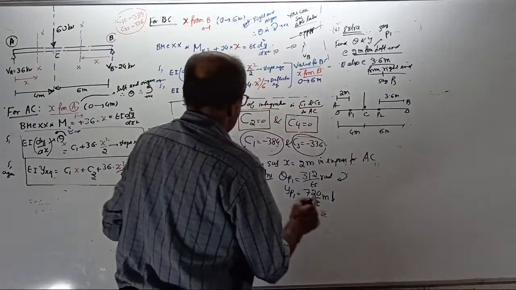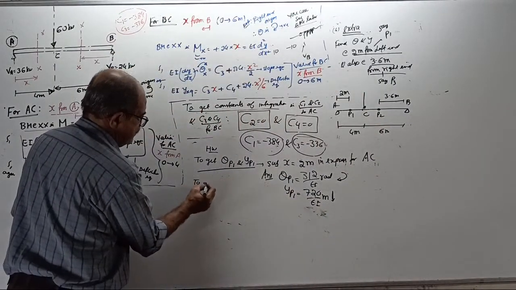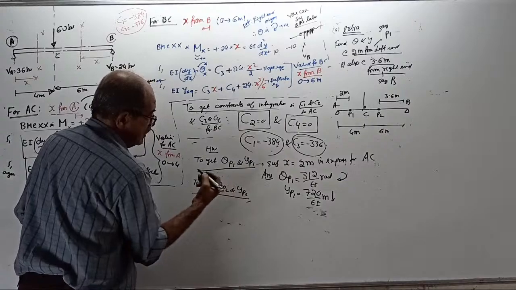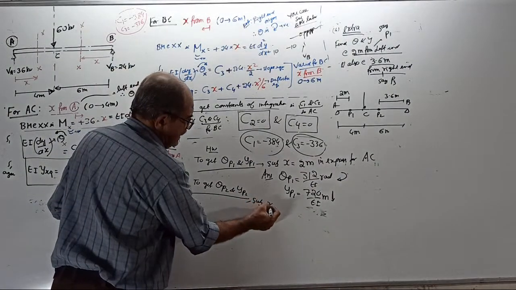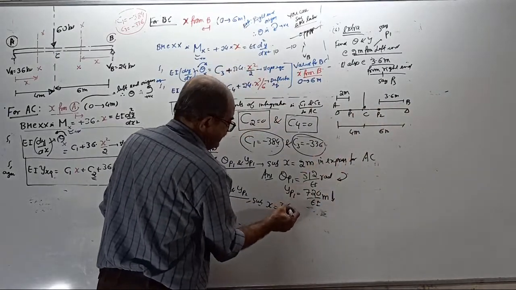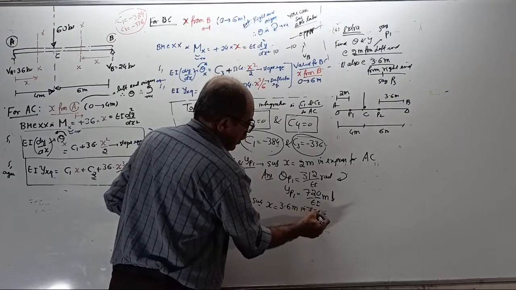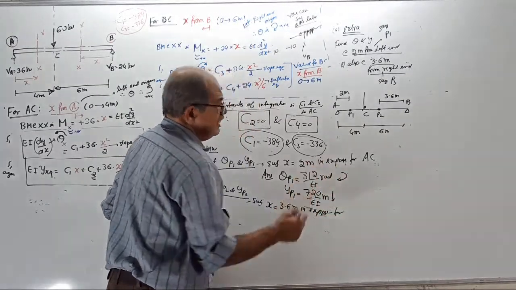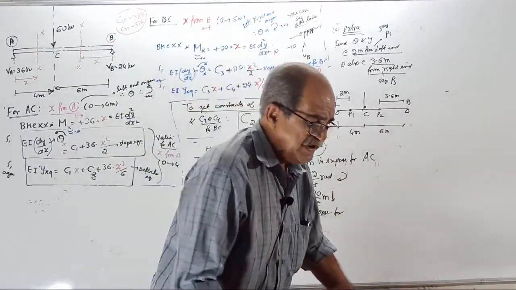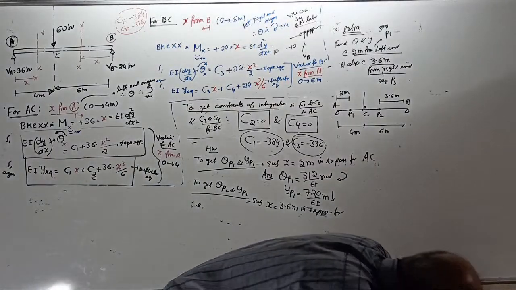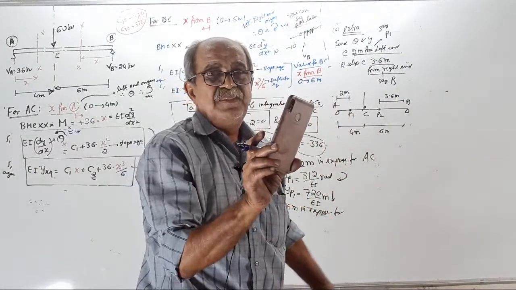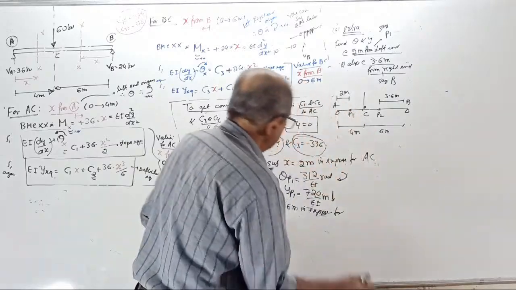Okay. Now, to get slope at P2 and deflection at P2, substitute x equal to, see, your P2 is here, x equal to 3.6 meter in the expressions for, tell which portion? Substitute x equal to 3.6 meter in the expression derived for which portion? In the slope and deflection equations derived for BC portion.